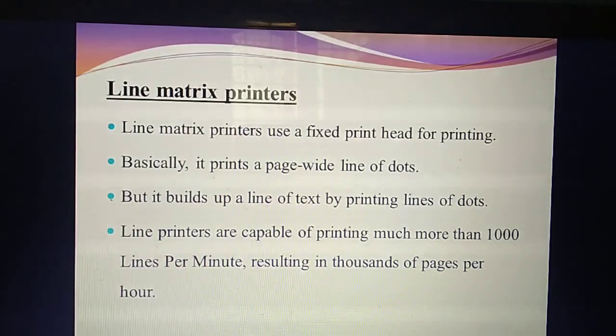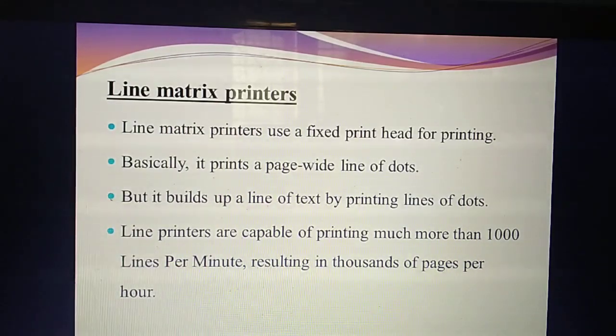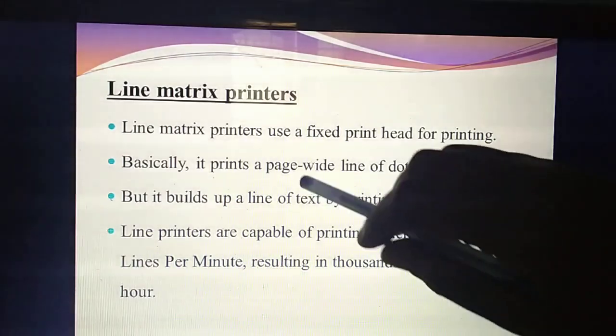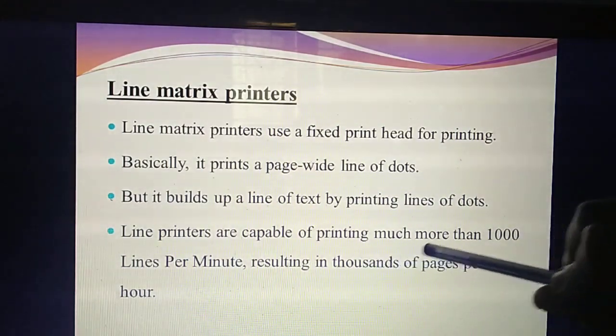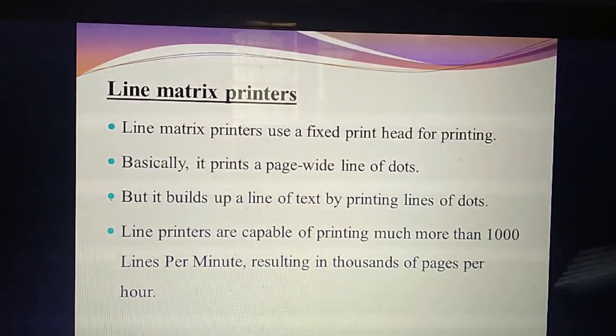What is the second point we will write? There also it prints by means of tiny dots, called what? Pins or wires. Here it prints a line by means of dots. They can print only one line at a time. But here it can print 1000 lines per minute, and also 1000 pages per hour.